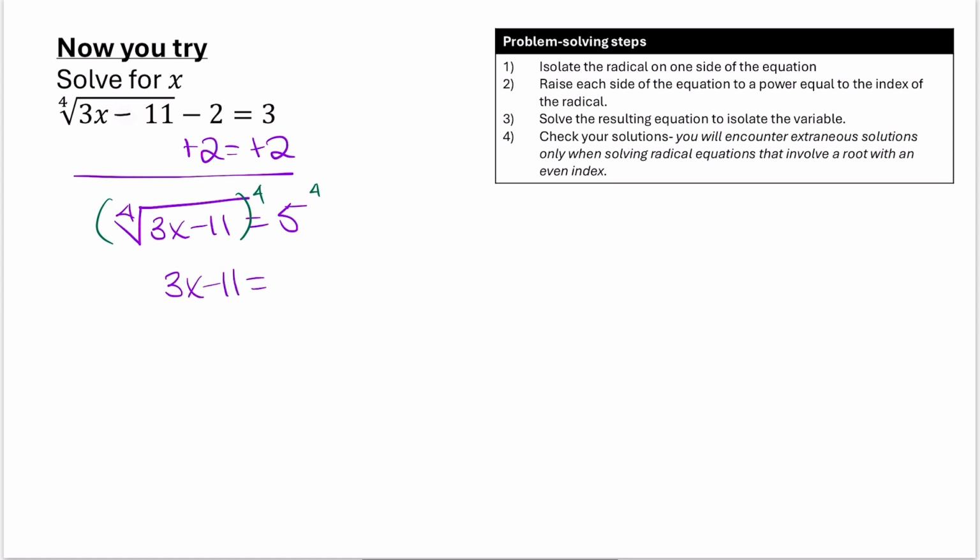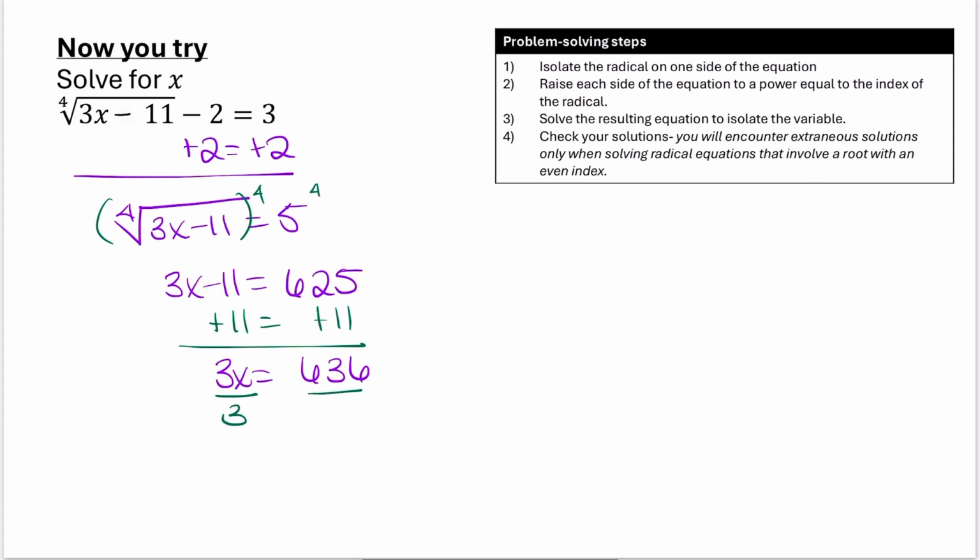Now I just need to work on isolating the variable. So I'm going to start off by adding 11 to both sides. When I add 11 to both sides, I get 3x equals 636. And now I just need to divide both sides by 3 so I can get x by itself. So I have x is equal to 636 divided by 3, which is 212.